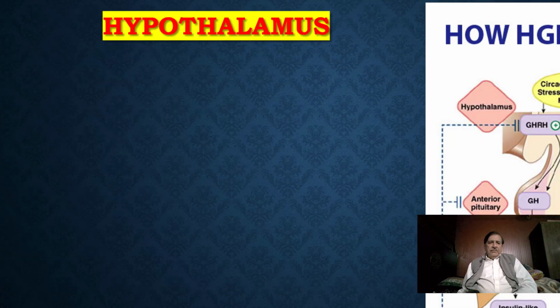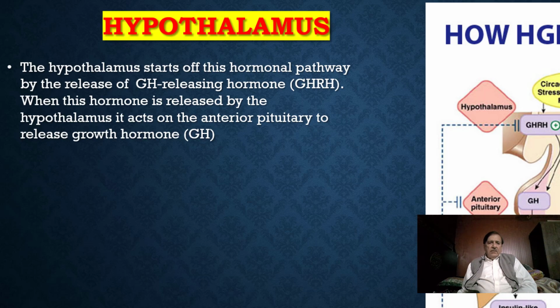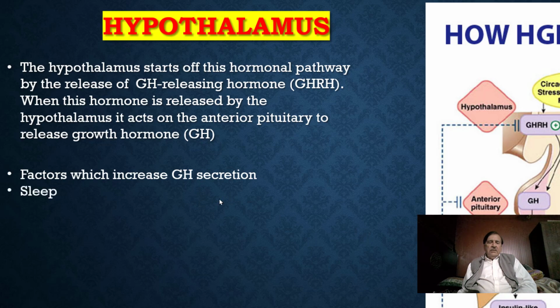Role of hypothalamus in production of growth hormone. The hypothalamus starts off this hormonal pathway by releasing growth hormone releasing hormone, GHRH. When this hormone is released by the hypothalamus, it acts on the anterior pituitary to release growth hormone. Factors which increase growth hormone secretion: sleep increases the growth hormone secretion.